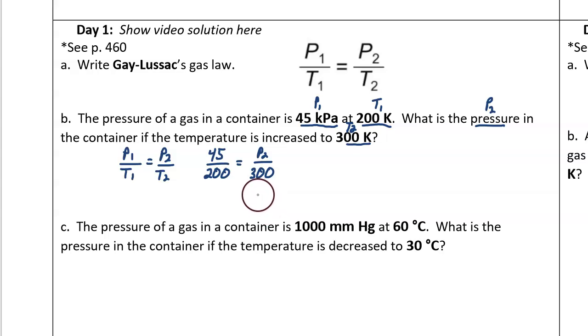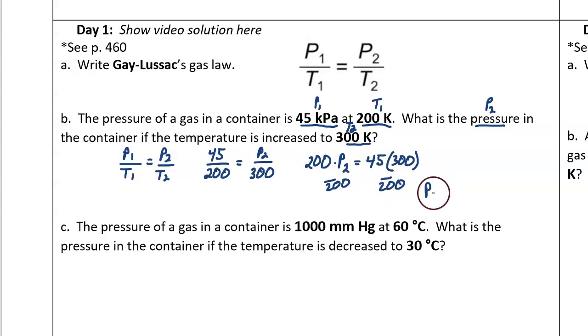Or because this has the format of a proportion, you could solve using the cross multiplication technique. 200 times P2 is equal to, and then on the other diagonal, 45 times 300. Then to get P2 alone, we're going to divide by the 200 on both sides. The answer is P2 equals 67.5. This is a pressure, and the other pressure is measured in kilopascals, so this label is kilopascals.